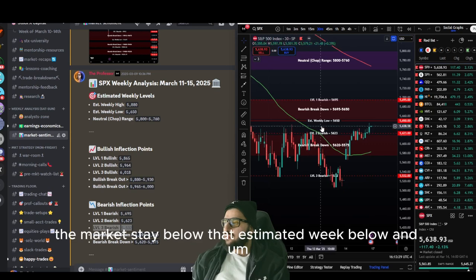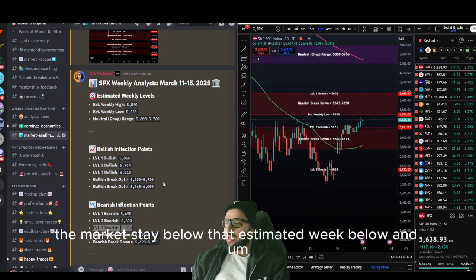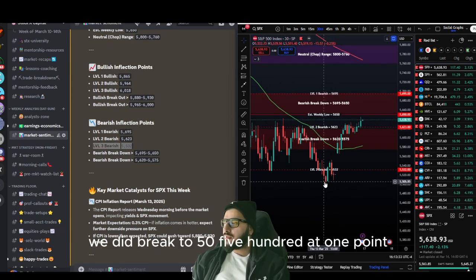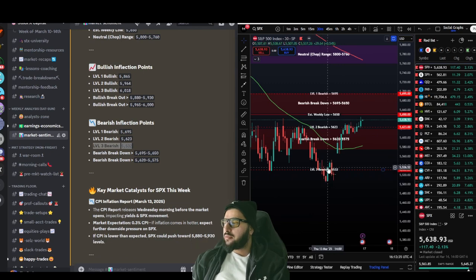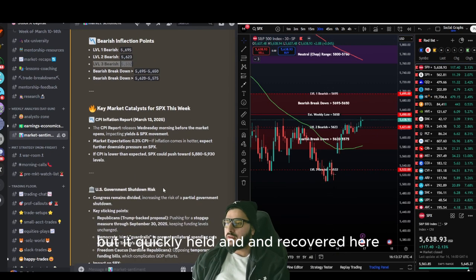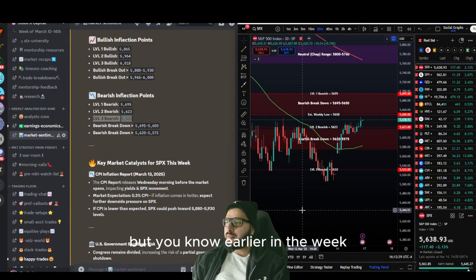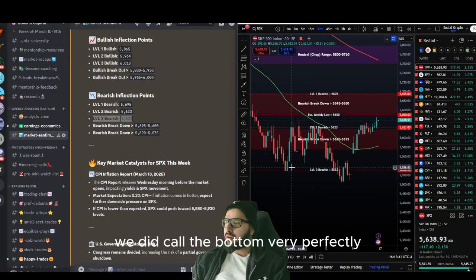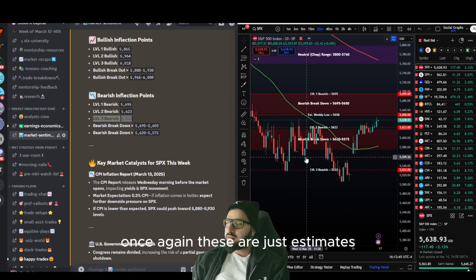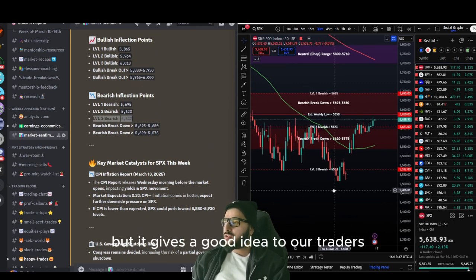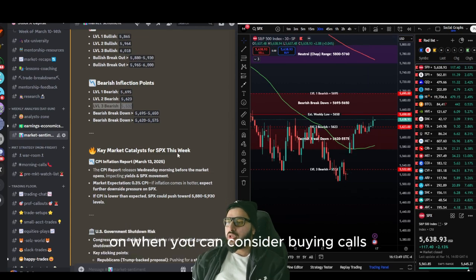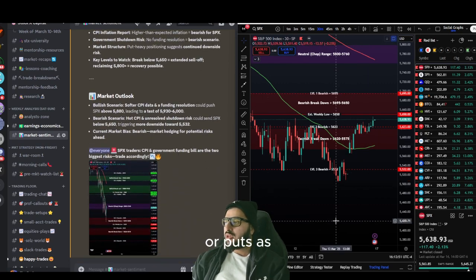The market stayed below that estimated weekly low, and we did break to 5,500 at one point, but it quickly held and recovered here. So not the perfect bottom here, but you know, early on in the week we did call the bottom very perfectly. Once again, these are just estimates, but it gives a good idea to our traders on when you can consider buying calls or puts as well.